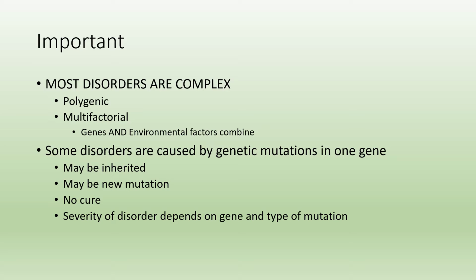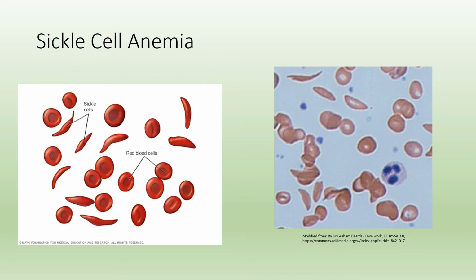We're going to talk specifically about one disorder as a way to better understand these concepts. And the disorder we're going to talk about specifically is sickle cell anemia. This is a relatively common genetic condition. It's found in people with African ancestry. In the US, approximately 8% of African Americans carry a copy of the sickle cell allele.